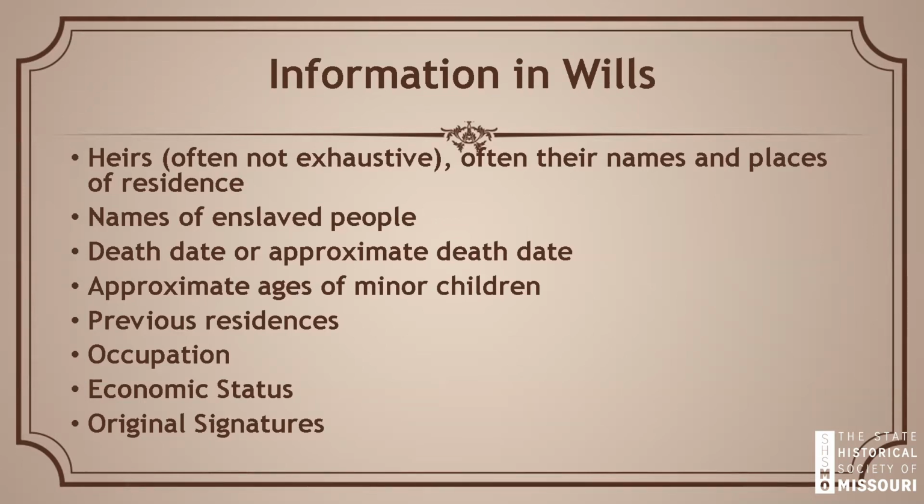Economic status. If they had a whole lot of property, there was usually a lengthy will. If they had very little property, typically a short will, although short wills can happen with lots of property. I leave it all to my wife, for example. Economic status can vary. Original signatures, very valuable, but keep in mind, if you're looking at a will in a will book, they're not original signatures. That's a copy of the original will. A lot of times what I find where there are probate files for someone that had testate inheritance, the original will is in the probate file. The will book has a copy.